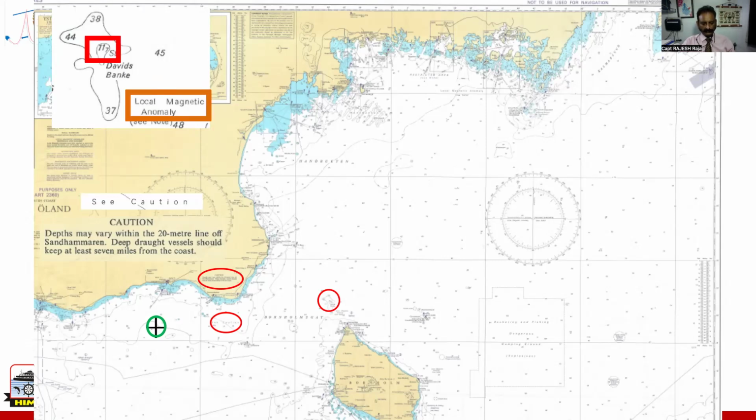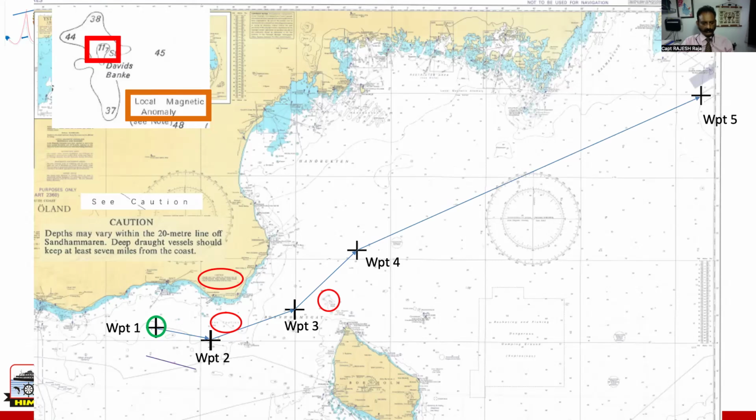I will take the green color circle as my first waypoint. I can call it waypoint 1, waypoint 0, that doesn't matter. And I'm going to mark my waypoints. And that's my destination, which is the end of the chart for this particular exam question. Please join the lines and then measure the course and distance.